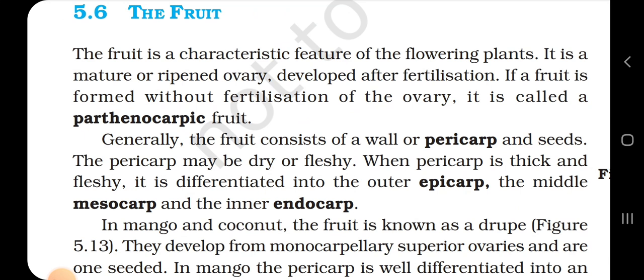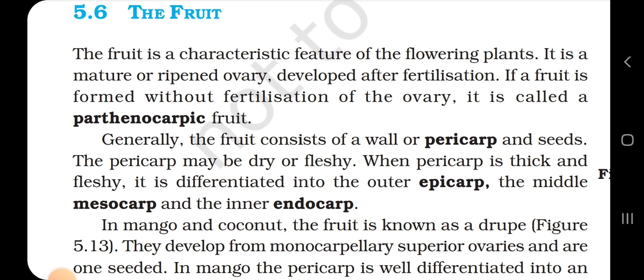5.6. The fruit. The fruit is a characteristic feature of the flowering plants. It is a mature or ripened ovary developed after fertilization. If a fruit is formed without fertilization of the ovary, it is called a parthenocarpic fruit. Generally, the fruit consists of a wall or pericarp and seeds. The pericarp may be dry or fleshy. When pericarp is thick and fleshy, it is differentiated into the outer epicarp, the middle mesocarp and the inner endocarp.